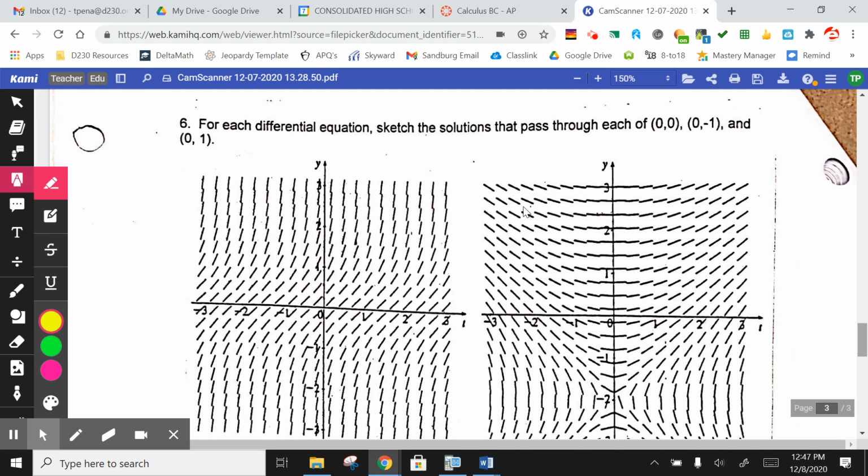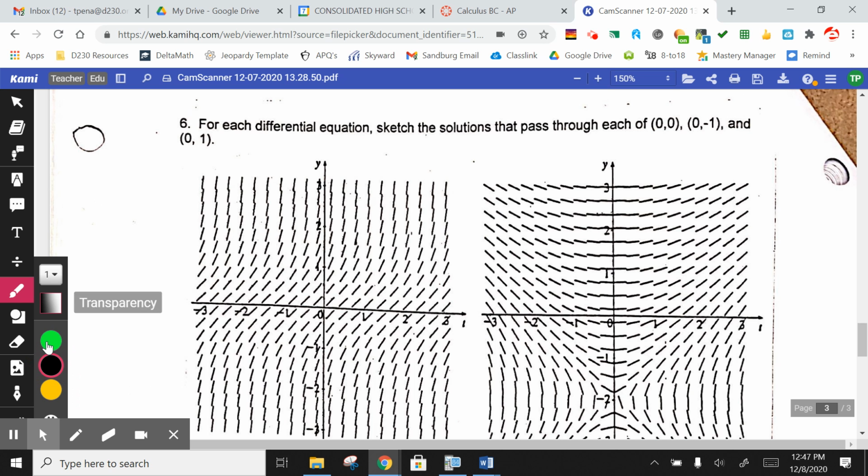You have to be somewhat of an artist. Let me see how I can now do this on a computer, because I've never done this before. Let me do this in red. No, black. It says for each differential equation, you're going to sketch the solution curves that pass through each of these 3 points. So what this is telling you to do is go to 0, 0. So put a dot on 0, 0.